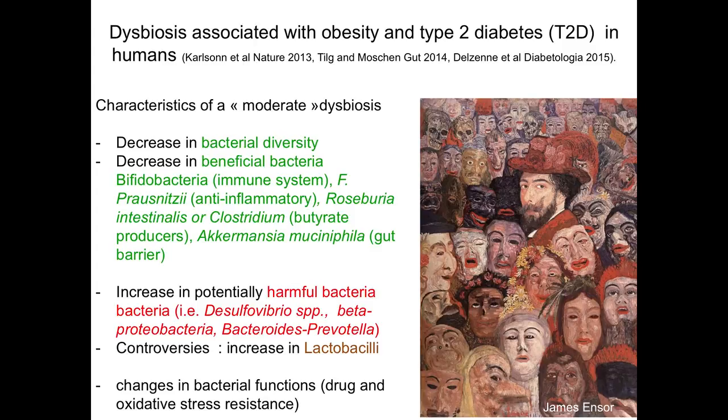So all those potentially beneficial bacteria are decreased in patients developing metabolic disease. And on the other hand, there are for sure some other bacteria which are more potentially pathogenic, called pathobionts, which can increase in the same situation.